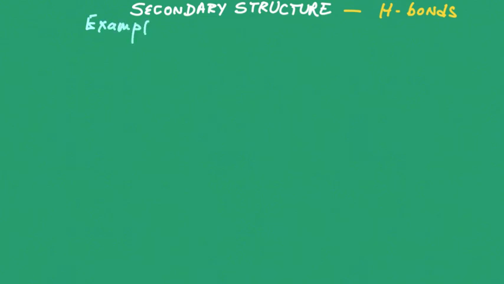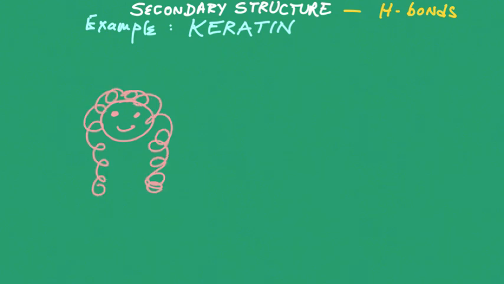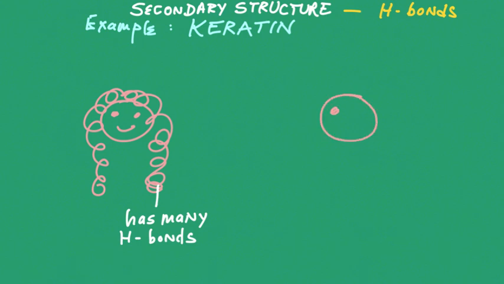So let's apply what we have just learned to a real life situation. We just learned that the secondary structure of a protein is held together by hydrogen bonds. And the example that we gave for a secondary structure was keratin. And keratin is the protein in hair. So let's apply this to hair. Here's a person with curly hair. In this person, the keratin has many more hydrogen bonds than a person with straight hair. So there are many more hydrogen bonds that hold this keratin structure together. That's what makes the hair curly.